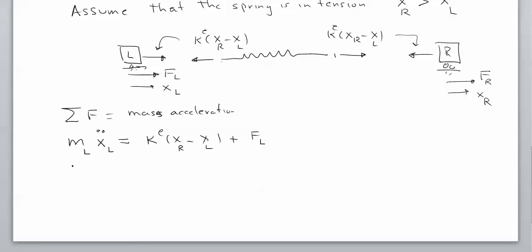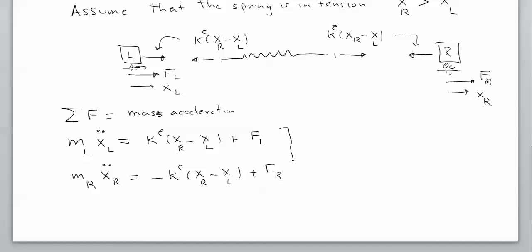And when you look at the right mass, you have its mass, mr, times the acceleration of that mass, xr double dot, equal to the spring force is acting to the left, so I will put a minus sign here, Ke times xr minus xl, and then Fr points to the right.